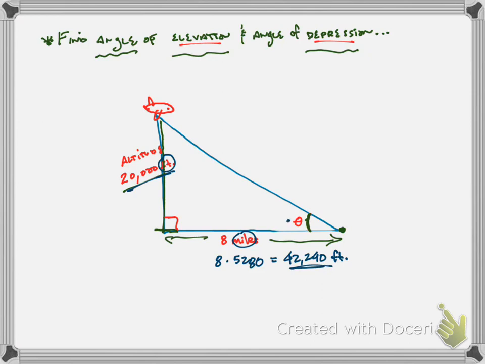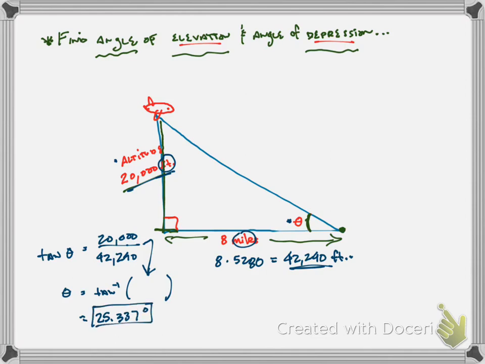If I want to find theta, I'll use the tangent function because look at what we have. We have this angle, we have the opposite leg and the adjacent leg, so that tells us to use tangent. So the tangent of theta is equal to opposite 20,000 divided by adjacent 42,240. And theta then is equal to the inverse tangent of that value. So when I punch that in, I get approximately 25.337 degrees. Now that has been rounded, and we call that our angle of elevation.